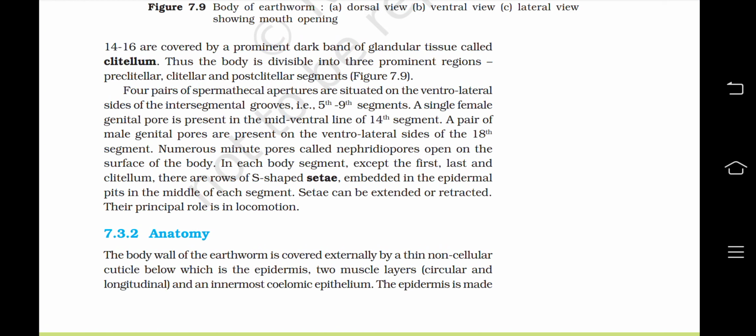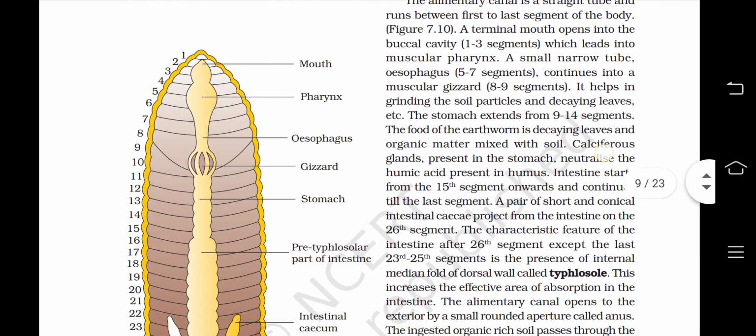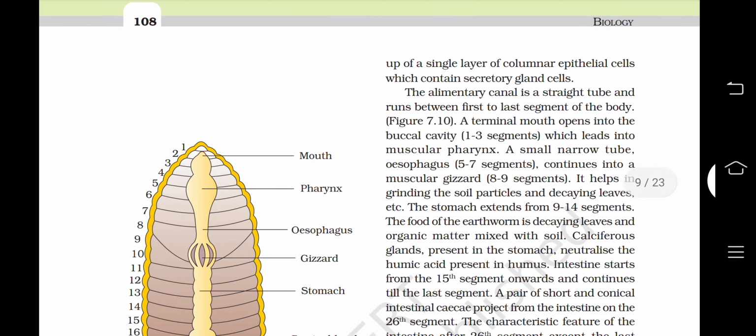Anatomy: the body wall of the earthworm is covered externally by a thin, non-cellular cuticle, below which is the epidermis, two muscle layers, circular and longitudinal, and the innermost coelomic epithelium. The epidermis is made up of a single layer of columnar epithelial cells, which contains secretory gland cells. The alimentary canal is a straight tube and runs between the first and last segment of the body.